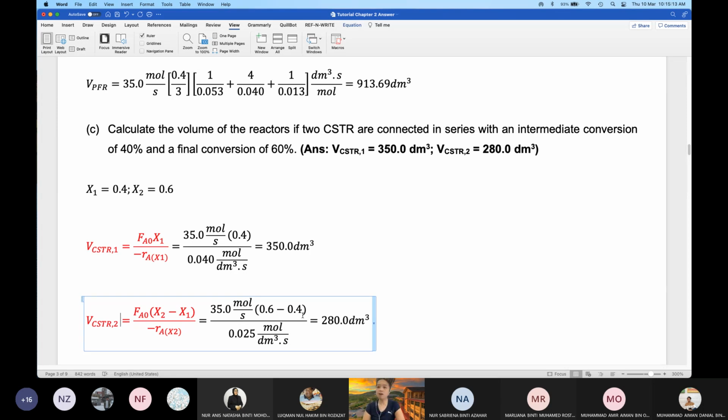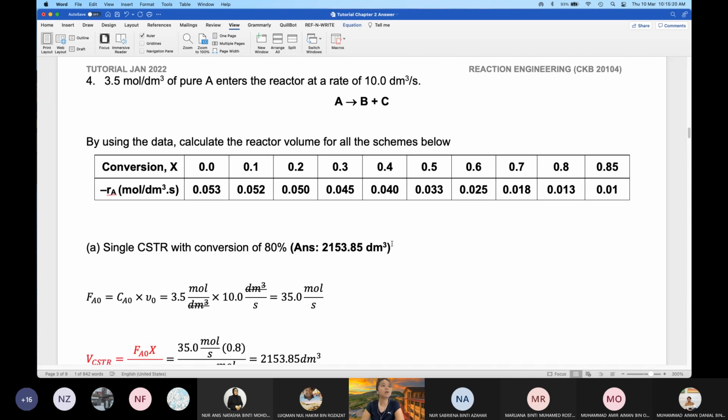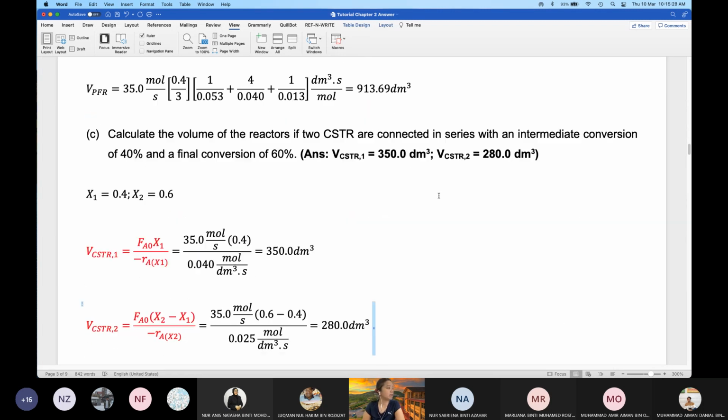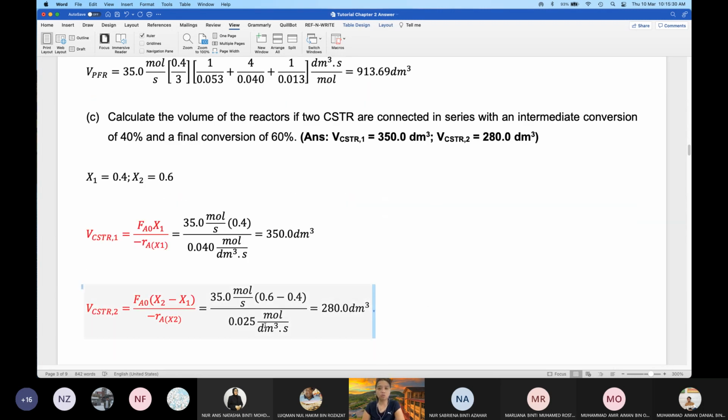So divide by minus RA when my X is 0.6, at my X2 of 0.6. Look at the table again: at 0.6, minus RA is 0.025. So you just replace minus RA with 0.025, divide, calculate, and you will get the volume as 280 dm cube.